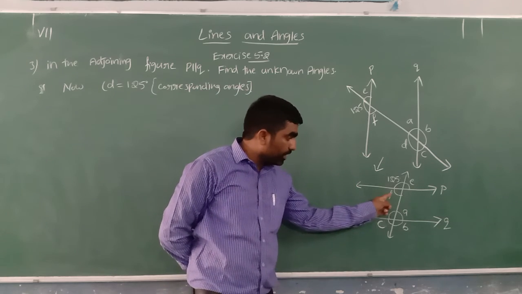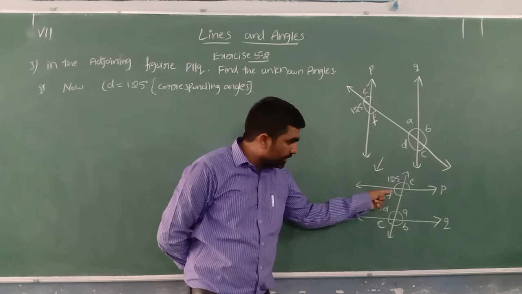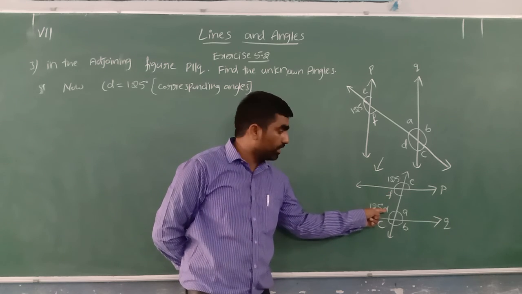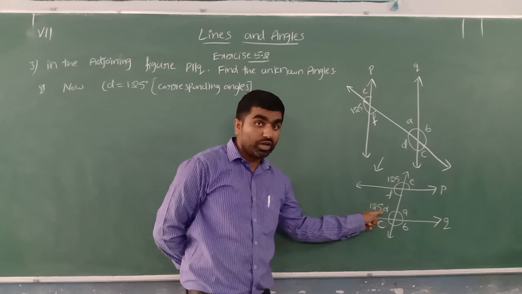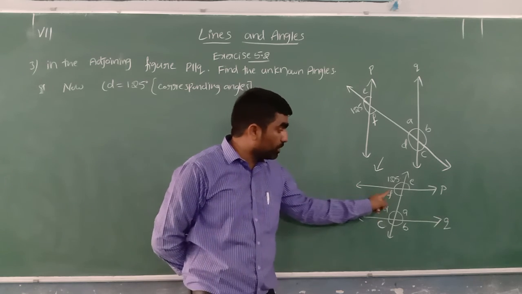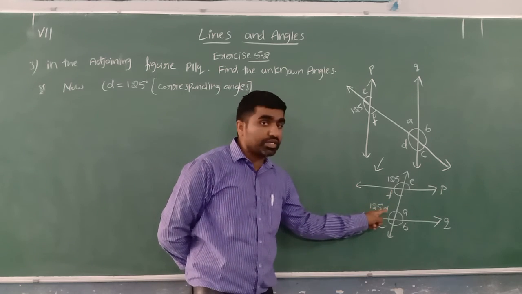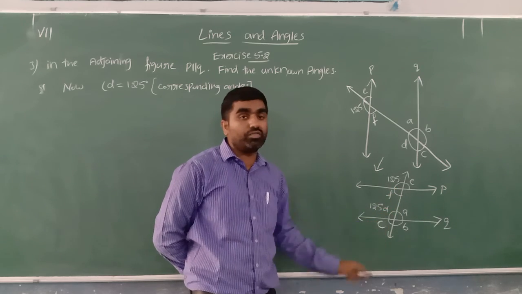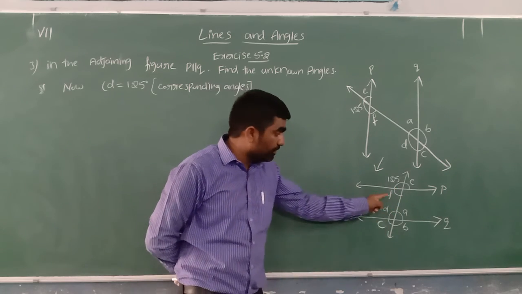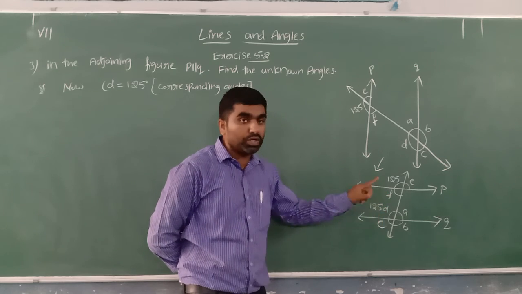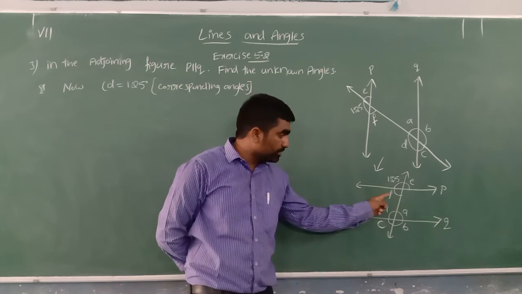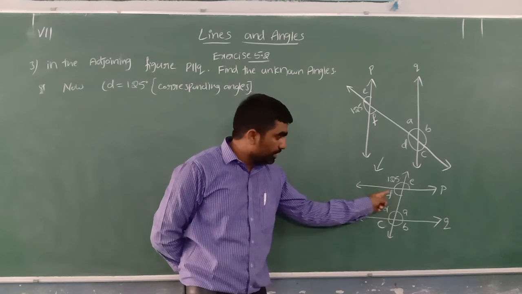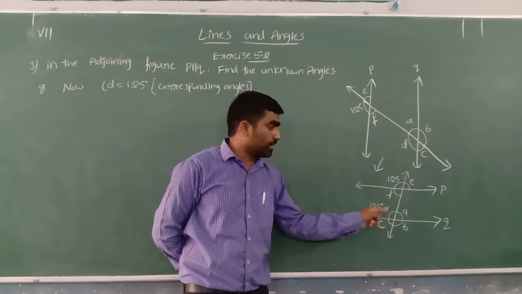Now tell me, how can I find F? Is there any relation between F and D? F and D are both interior and on the same side. What relation do we have for these two? The sum of interior same side angles is 180 degrees. Interior same side angles are always supplementary. F plus angle D is equal to 180 degrees. From there we get the measure of angle F. The property is that interior same side angles are supplementary.